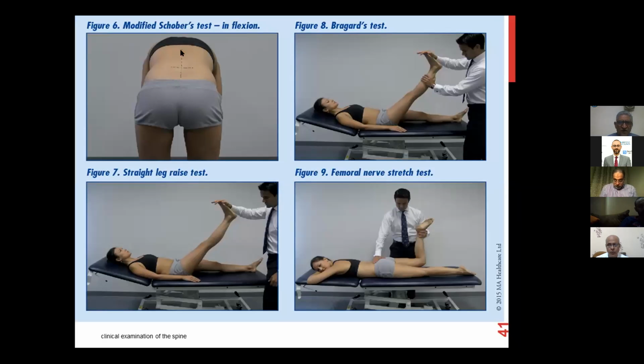We have the modified Schober test: 10 centimeters above the line between the posterior spines with 5 centimeters below. We put the tape here, and we ask the patient to flex. We measure from here to there, an increase of more than 5 centimeters, 6 centimeters in normal patients. If this is reduced, there is limitation of range of motion and stiffness of the back.